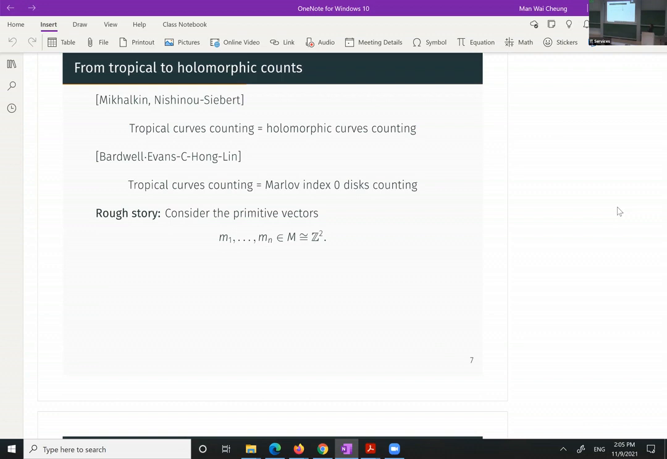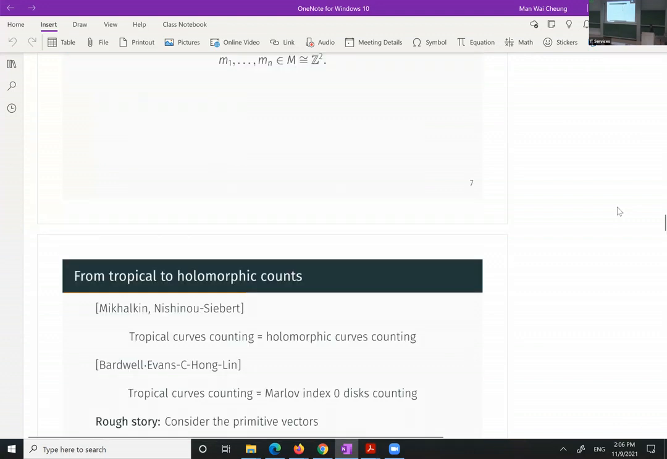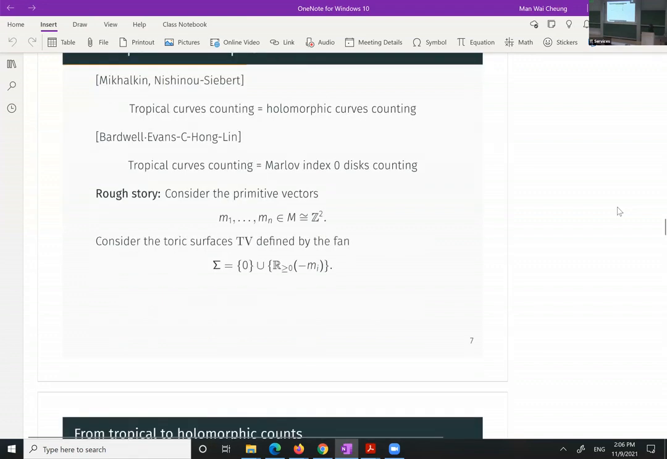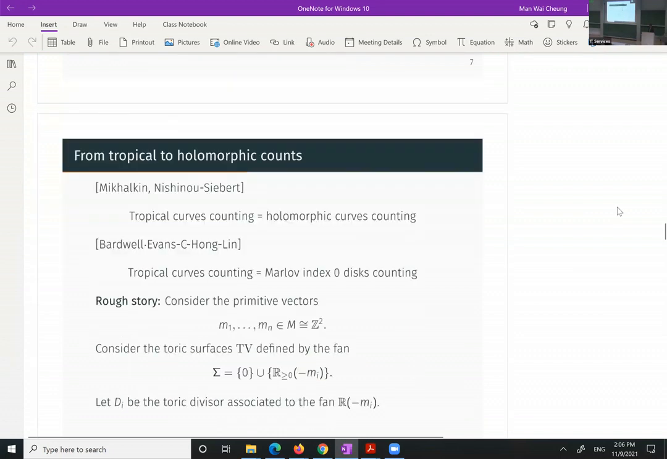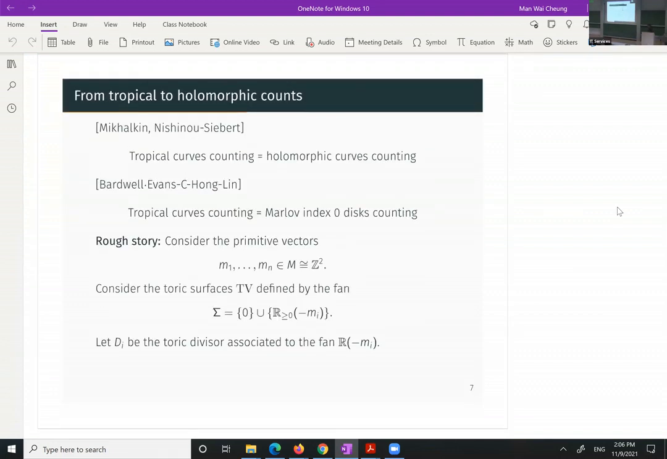So what we have now is a rank 2 setting. We look at a collection of primitive vectors in C^2. Then we start with a toric variety, for which we define a fan coming from those primitive vectors. The idea is like from Mark's talk. Then the next thing is we look at the divisor, and the divisor we are looking at is associated to this one-dimensional ray of the fan.